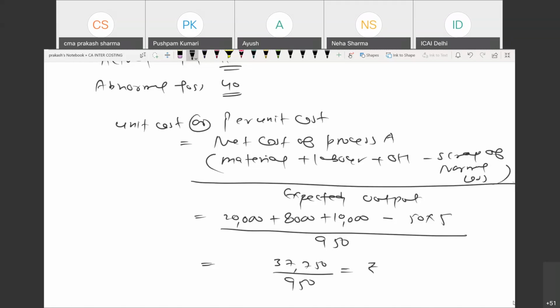Sir, why have you recorded normal loss on the credit side instead of the debit side? Normal loss is part of output. Whatever we introduce, we put on the debit side. Whatever we get at the end of the process, some units will be lost and some obtained. Whatever units were lost and whatever units were obtained, these are actually part of output.